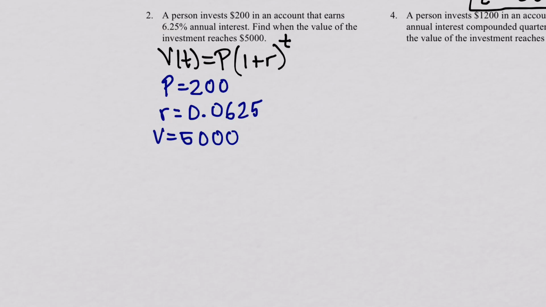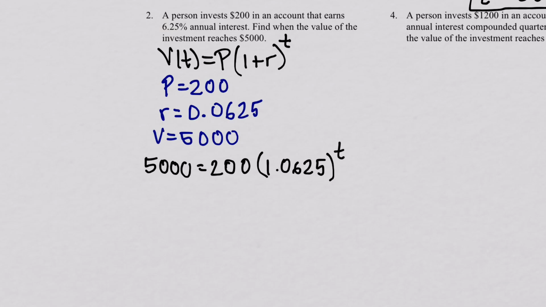Plug all of those into your formula. So this is what you should have in your formula: 5,000 equals P, which is 200, times 1 plus R. 1 plus 0.0625 is 1.0625 to the power of t. And that's what we need to solve.